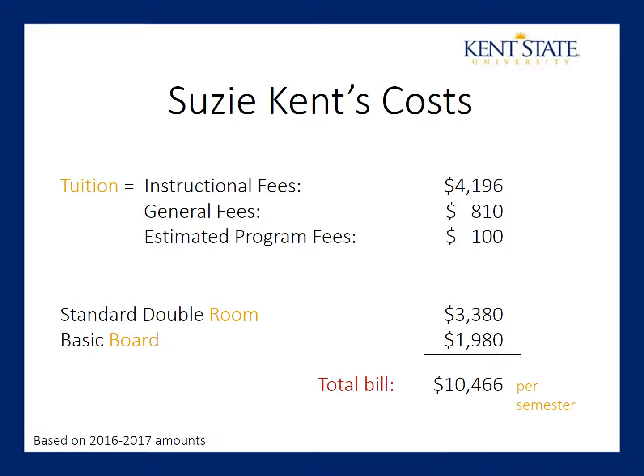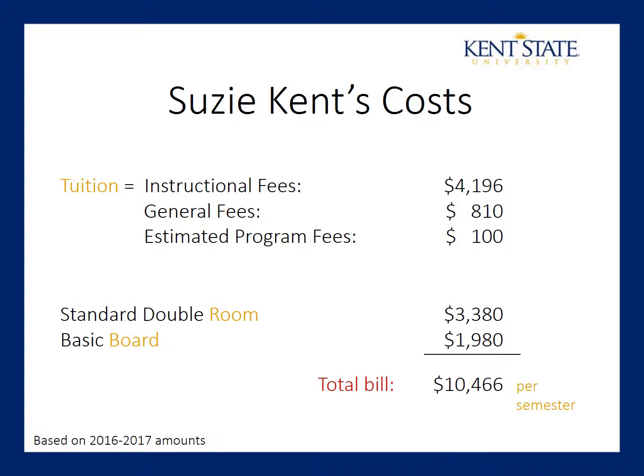$4,196. Her general fees, which cover campus services such as the use of the rec center, student organizations, transportation, things of that nature, are going to be $810. So her total tuition, just tuition, is going to be $5,006 per semester as an in-state full-time student. Those amounts will be different if she were an out-of-state student attending a regional campus or not enrolling full-time.